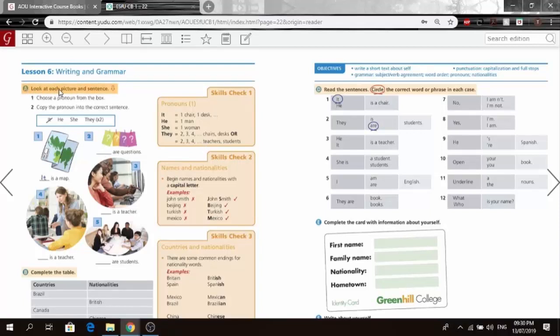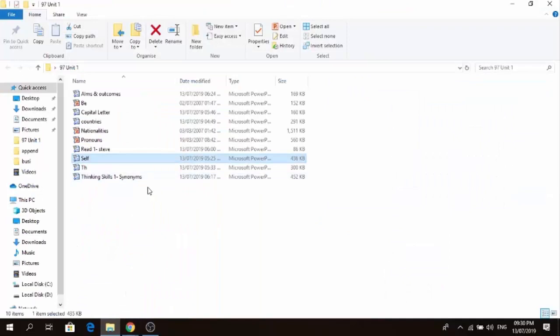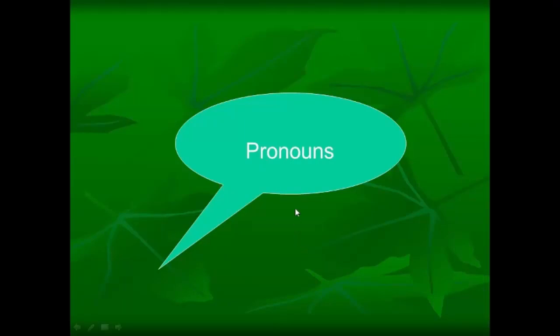So, exercise A, look at each picture and sentence. Choose a pronoun from the box. Copy the pronoun into the correct sentence. So before we do any of that, let's just go to pronouns here. Give it a second. Here it is.